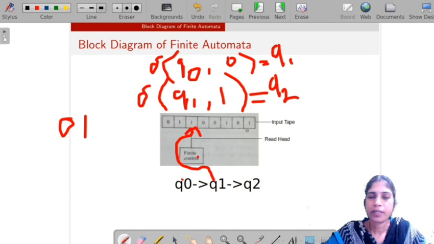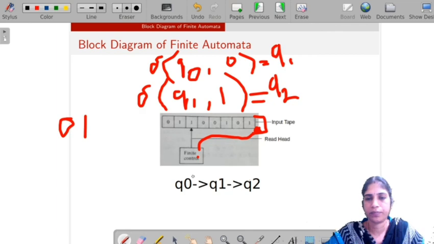Suppose the read head is at the end of the tape, after the last symbol on the tape. Then the entire string is accepted by the finite automata. Suppose there is one more cell and the read head points to here. That means this automata accepts the entire string 0 1 1 0 0 1 0 1 if and only if the finite control is in the final state. Then this entire string is accepted.